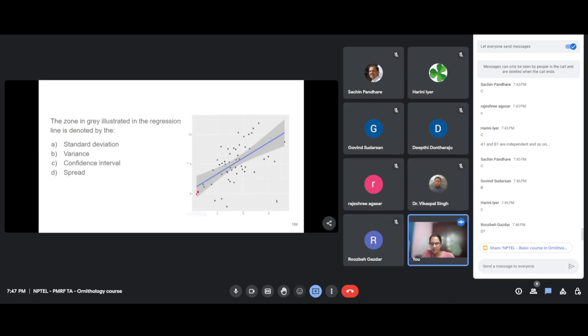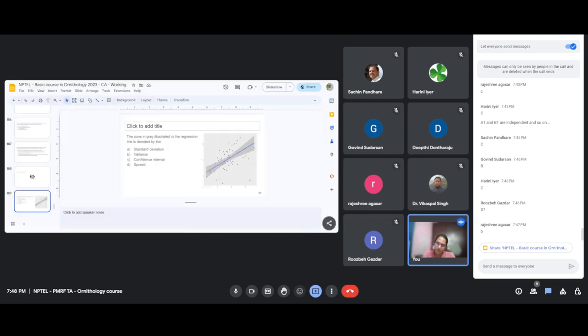And then this gray zone actually shows me the confidence interval. It is not the standard deviation, variance or spread. It's actually the confidence interval that is shown with the representation of my linear regression line. So the actual answer is C. And I think it will be helpful to plot this data.